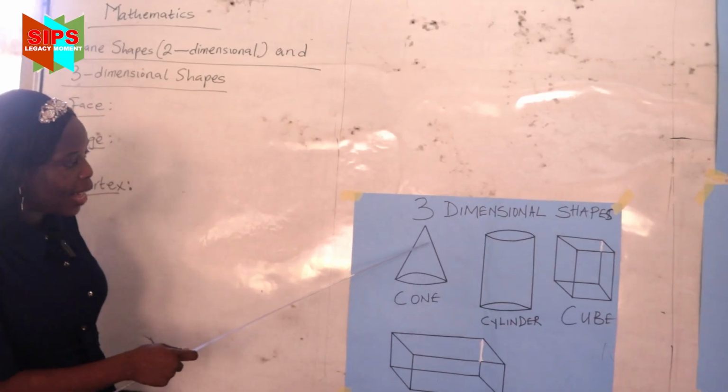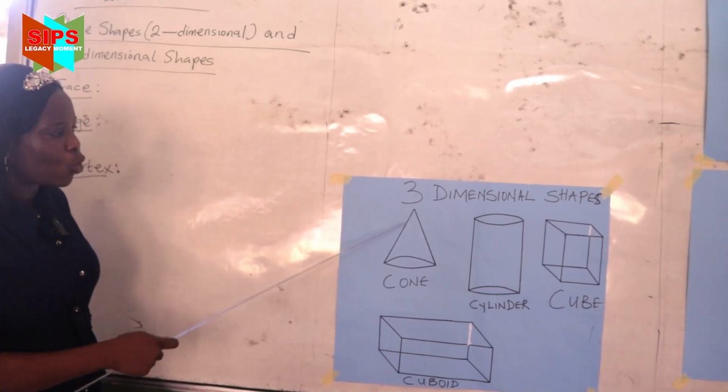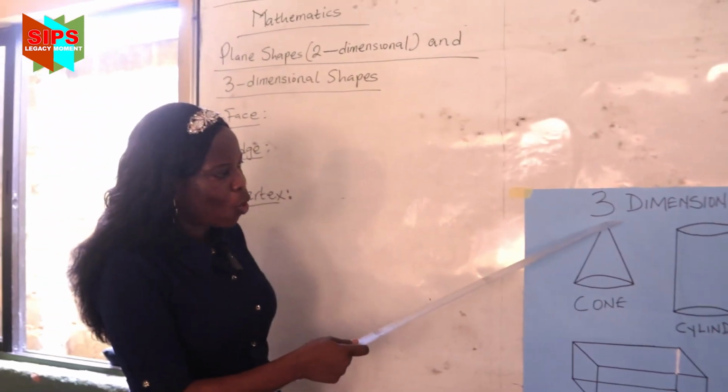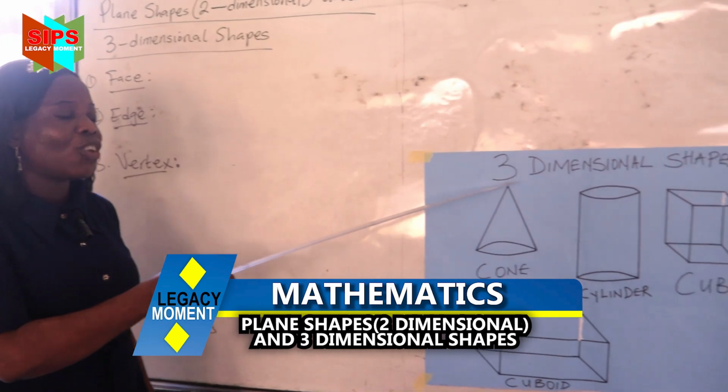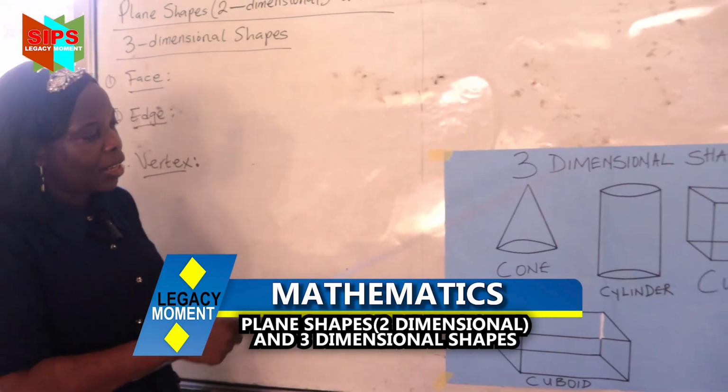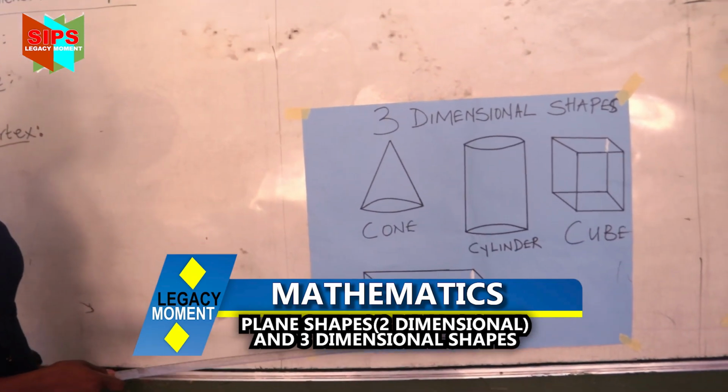A cone has 2 faces. It has 1 edge. It has how many edges? Just 1 edge. It has 1 vertex. It's vertex.